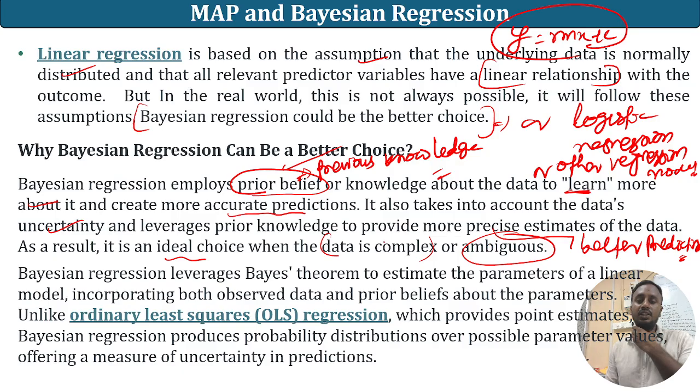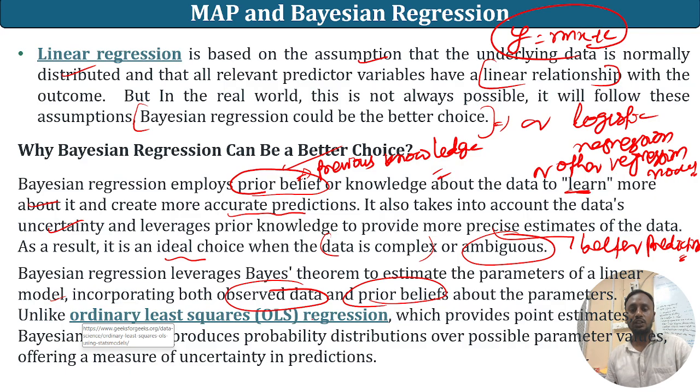So Bayesian regression estimates the parameters of a linear model, incorporating both the observed data and prior belief about the parameters. Unlike ordinary least squares regression, which provides a point estimate, Bayesian regression provides a probability distribution. It is based on probability, and it offers a measure of the uncertainty in the prediction.